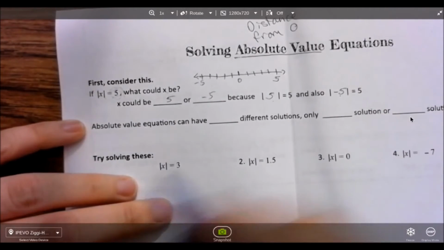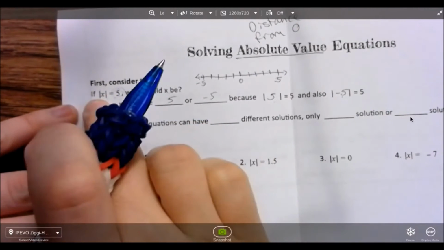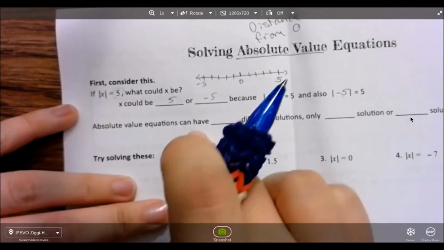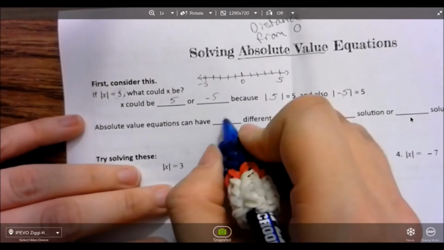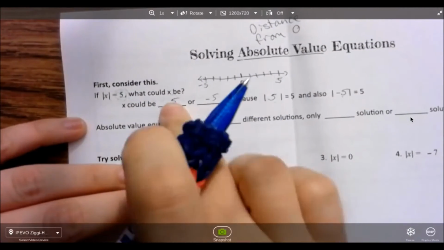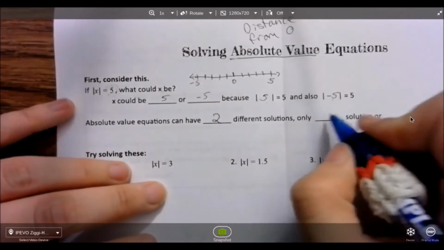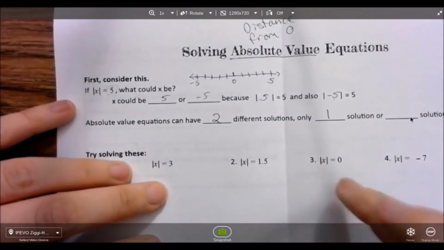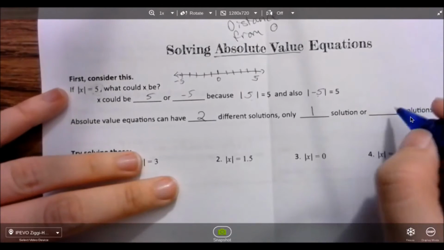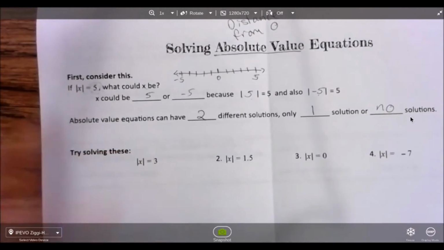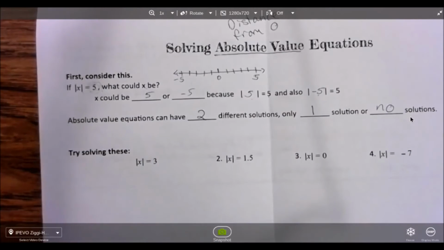Hopefully you remember that. So when you have an equation with x in it that is in an absolute value, you could have two different solutions like this one did. So it had the two solutions, 5 and negative 5. You could have only one solution, and we'll see one of those down here. Or it could have no solutions at all, and we'll see one of those as well.